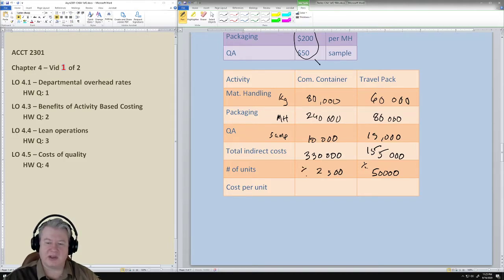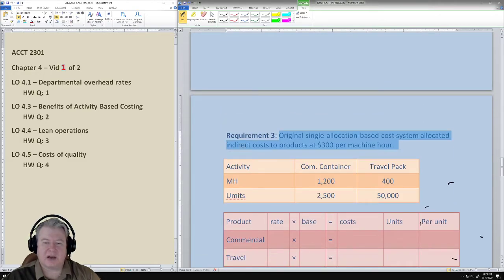And we'd come out and say the commercial pack has $132 in costs, and this one only has $3.10. So the travel packs are smaller. Looking just at the numbers up above, you might not realize it until you actually see the amount produced. So we might want to ask ourselves a couple of questions about these per unit costs.